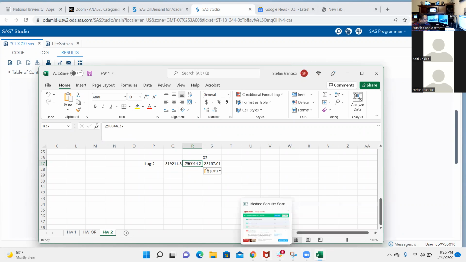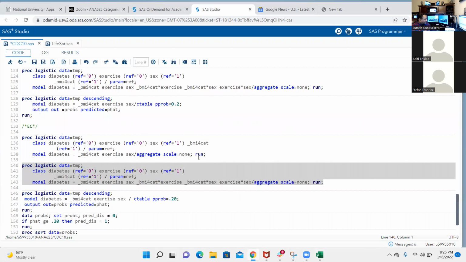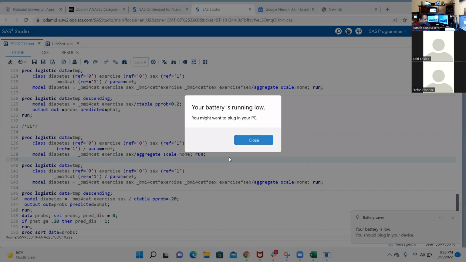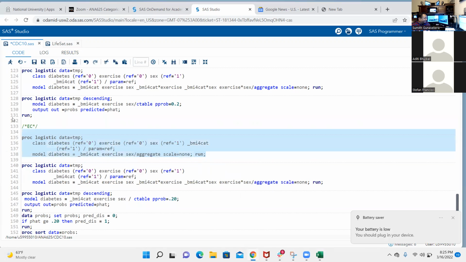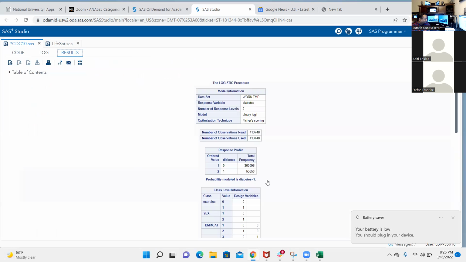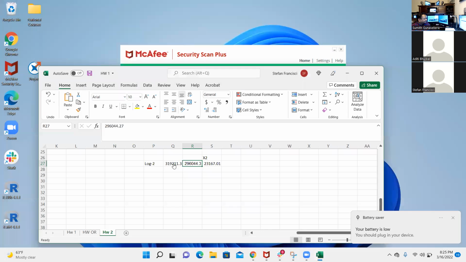And then for the unsaturated model, we have 296,322. Yeah, this is what we got.